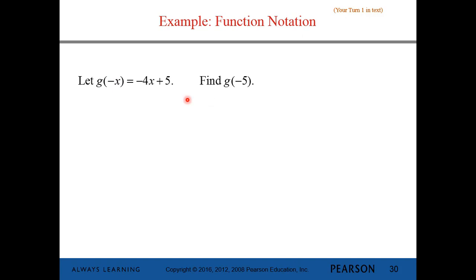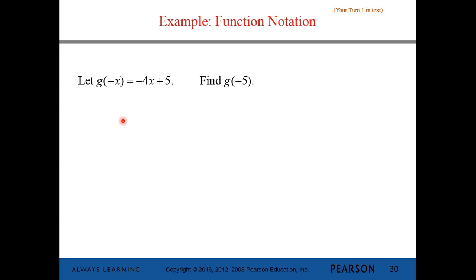So for example, using this function, whatever we stick in here, this is what we get. This means g of negative x gives us this. Wherever there's an x, we're going to stick in a negative x. I wonder if this is supposed to be x, but we'll find out in a minute. But this is the rule. So we want to find what is g of negative 5. Wherever there's an x, we're going to stick in a negative 5.